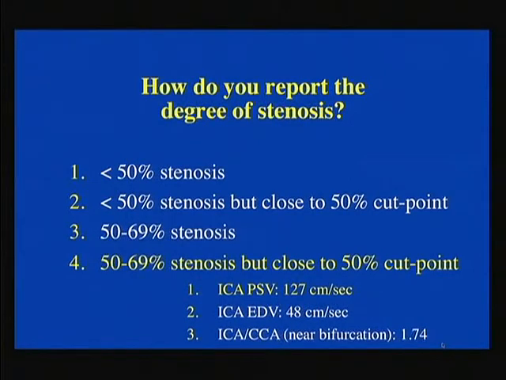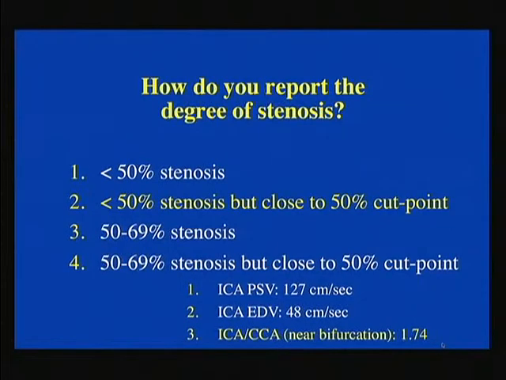Although you can always say 50 to 69, you're probably not transmitting a key piece of information to the referring clinician. If you use velocity ratios, you should have interpreted this case as being less than 50% stenosis, but close to 50, because it's 1.7, not quite 2. So it depends which criteria.